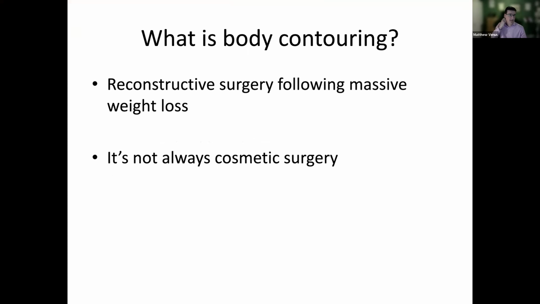So what is body contouring? For those who don't know, it's really reconstructive surgery following massive weight loss. It's not always cosmetic surgery. I look at this as very functional surgery. I've had 2 patients independently refer to their abdominal apron as their clap flap, because every time they go for a run, it gives them a round of applause. So this is a pretty horrible thing, obviously, to have to live with, and I view this very much as functional surgery. And I think the patients often view it as such as well, because they're very accepting of the potential risks and the enormous scars that they have after the procedures.